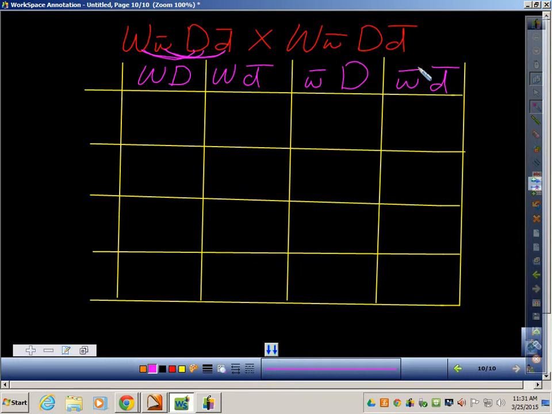Same thing for the other one. This parent could give a big big, could give a big little. I didn't say homo, I said hetero. Both parents are heterozygous for both traits.